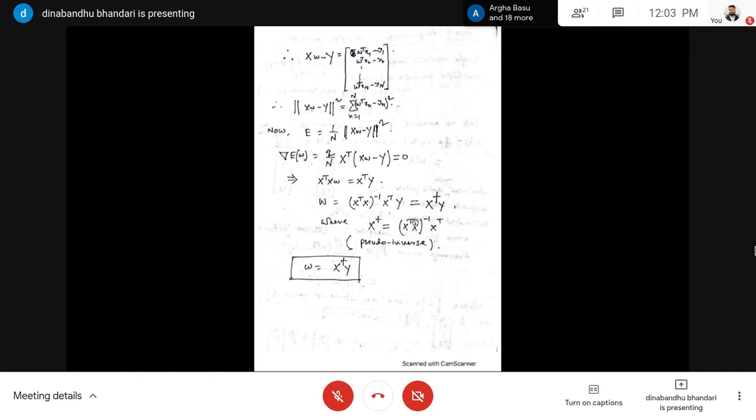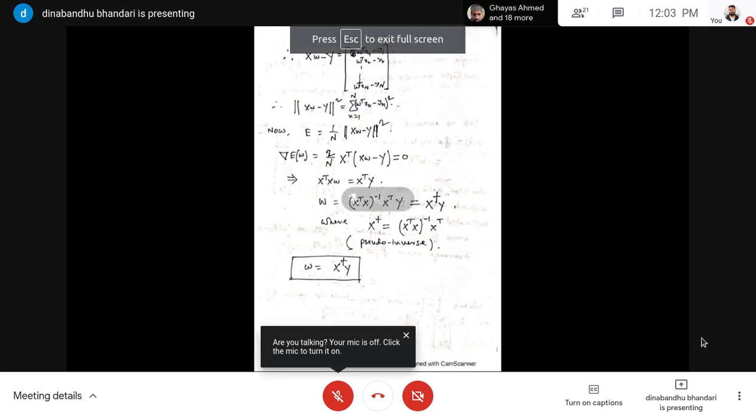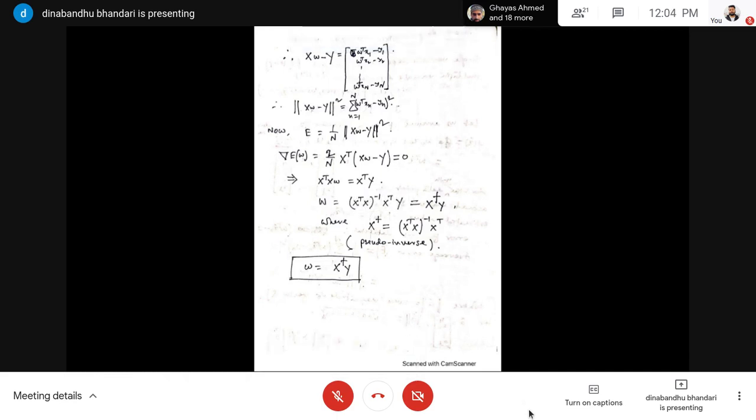And very likely, we have to find out the inverse. Does every matrix have an inverse? Can you find the inverse of all matrices? No. If the matrix is singular, that means if the determinant of the matrix is 0, you cannot do that. But very likely, if you have a huge amount of data, X transpose X is non-singular and the inverse will exist. If it does not exist, obviously the equations will be dependent.